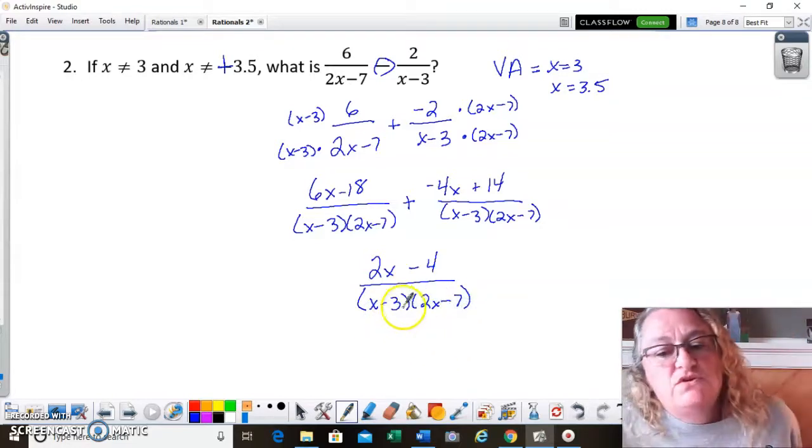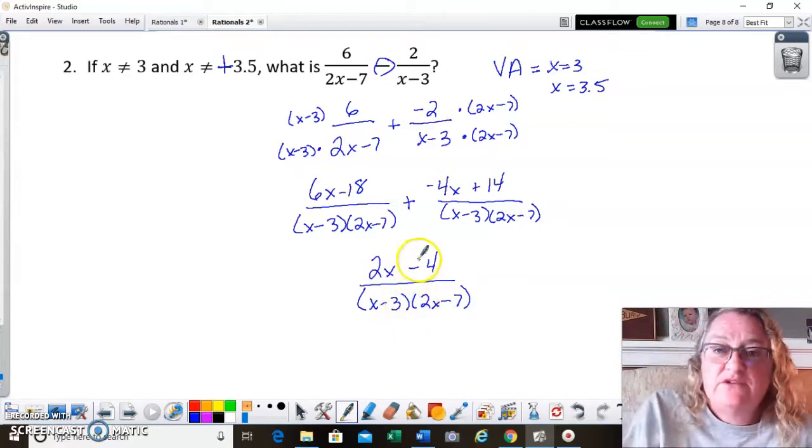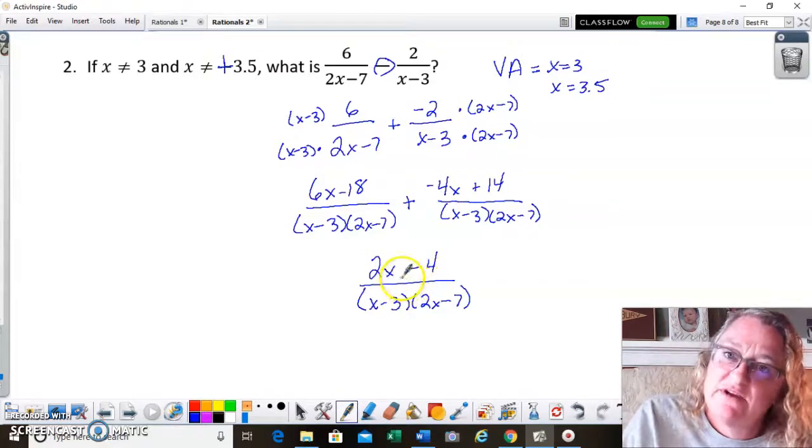Okay, so we have done simplifying. Last week we did simplifying rational expressions, multiplying and dividing rational expressions, and this week we did adding and subtracting rational expressions.